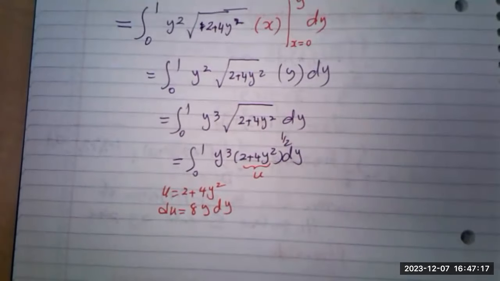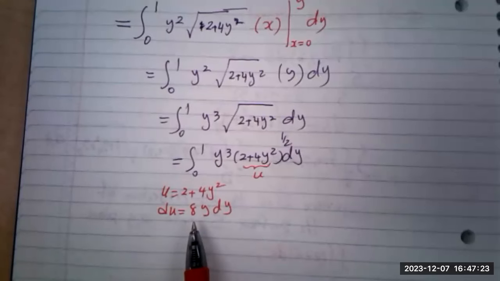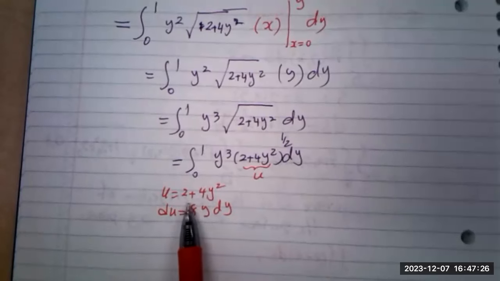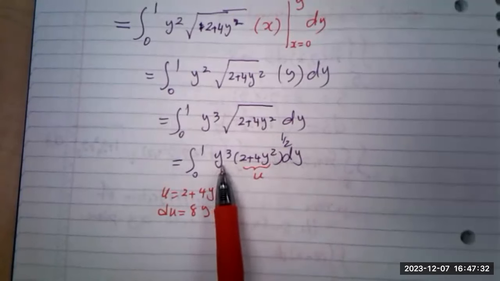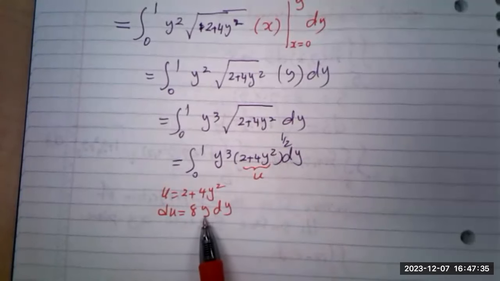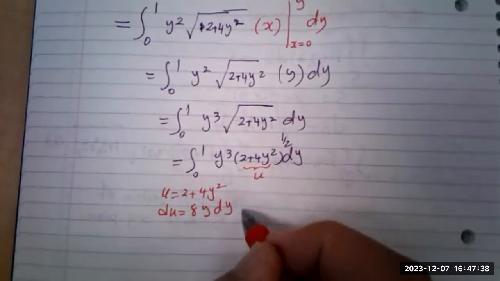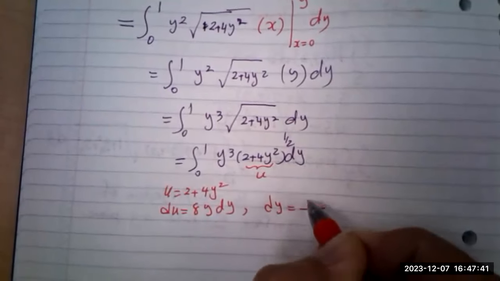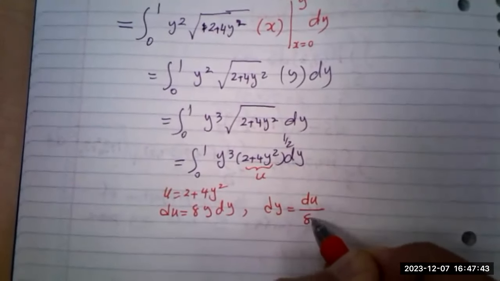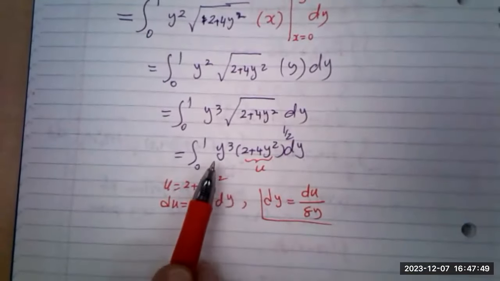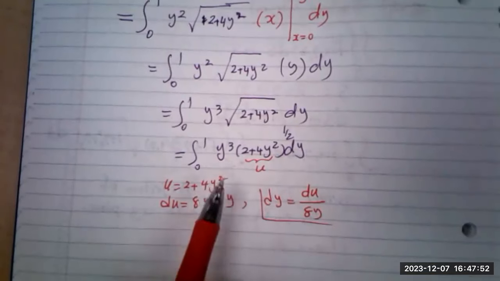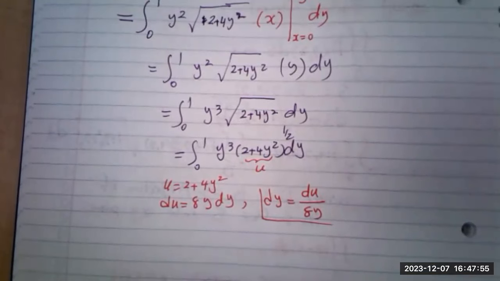8y dy. Usually, when we go back and substitute, everything would cancel out. We get the u. But what would happen to this one if you go back? You see, this would be u to the 1 half. But you have the y cubed here. One of the y would disappear because of the y dy. You find the dy as usual, which is du over 8y. And you substitute. So when you substitute the dy, this is y cubed, one of the y would cancel out, and there is going to be leftover y squared. What are we going to do now?